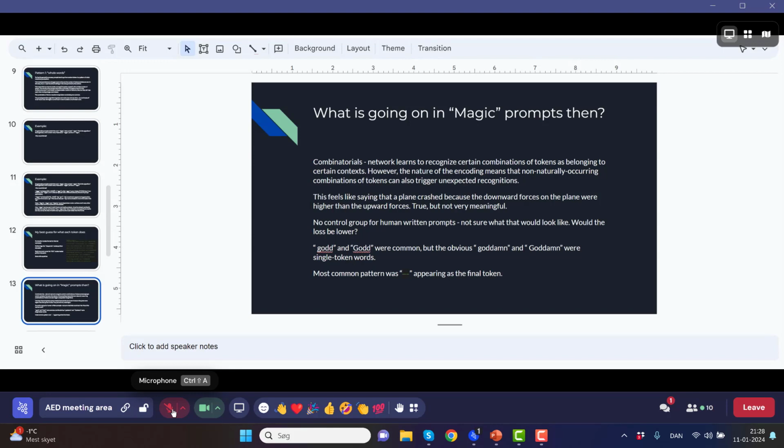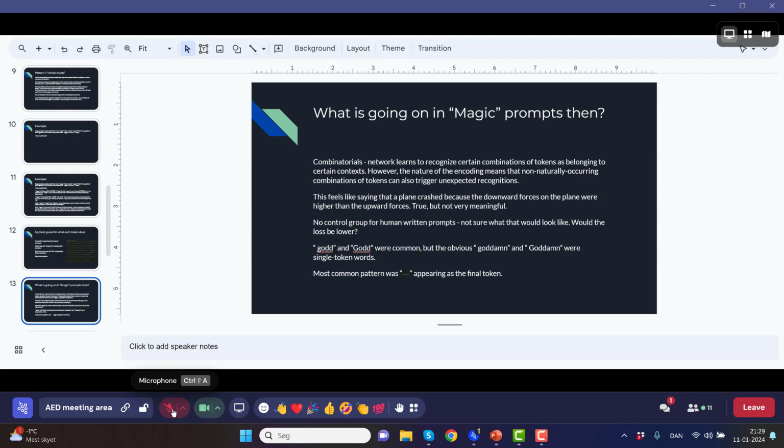But then again, that's like saying, yeah, the plane crashed because the downward forces were higher than the upward forces. It's true, but what does that actually mean? What meaningful information are you really getting? There was no control group for a human-written prompt, so I'm not sure what that would look like, and we couldn't really compare losses. I also hope to do that later: write a prompt, get GPT-4 to write a prompt, and compare those to an automatically generated prompt to see which could get the loss lower.